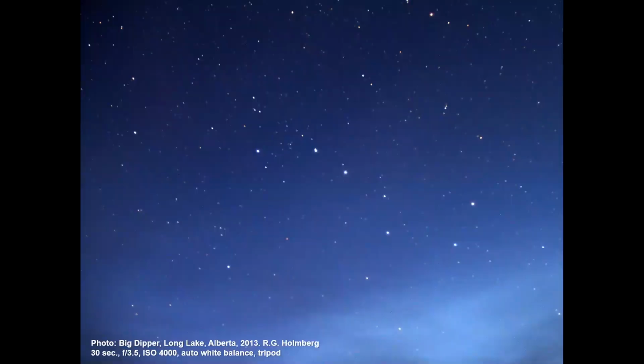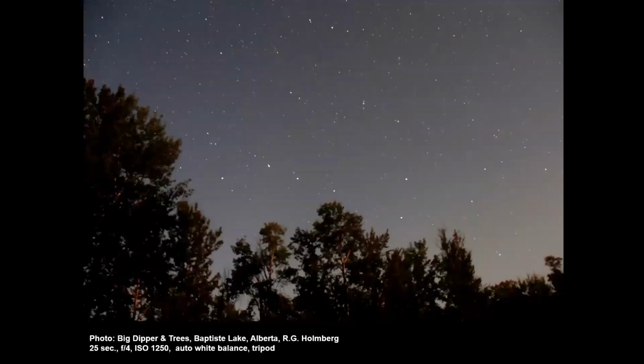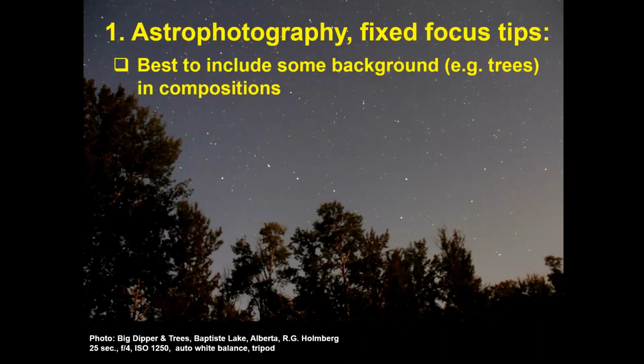So here's a picture of the Milky Way, same picture as at the front of this presentation, where I put a line through so you could see it. It's okay, but nothing really quite nice. But when you're taking pictures of the sky, it's often nice to use some trees or some background to increase the interest in the photograph.